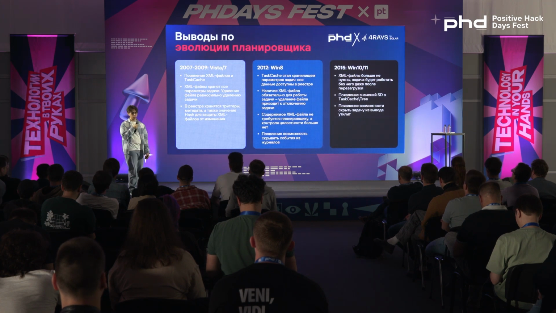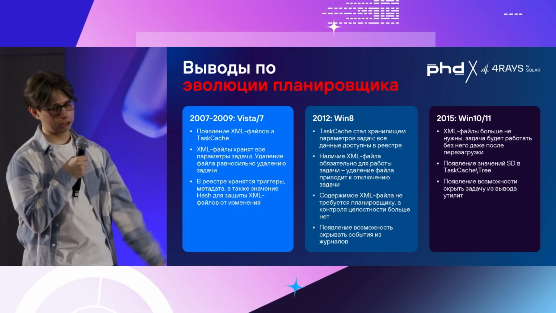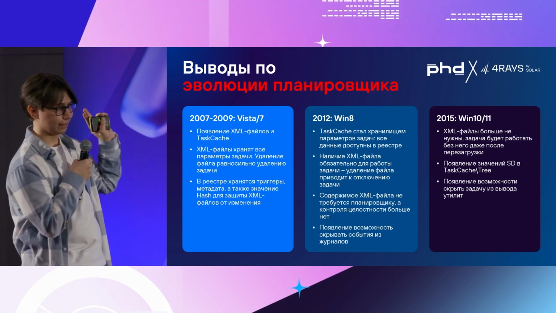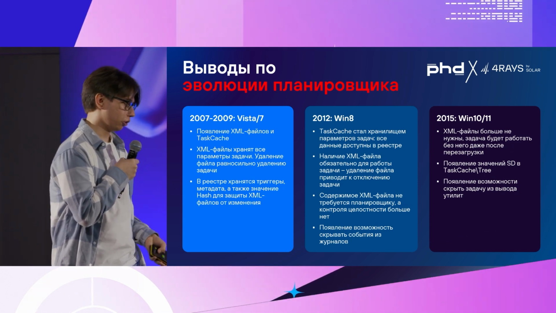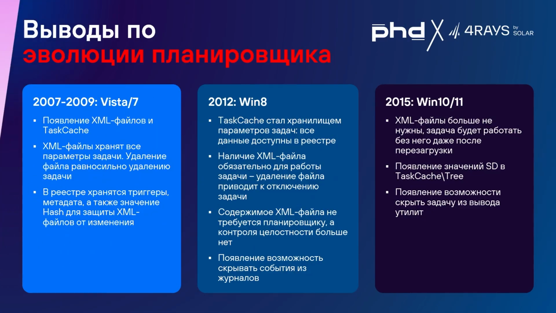Conclusions. Evolution of Task Planner, 2007 to 2009. We got XML files and task cache. These were parameters of the task, and task cache would store some metadata. In the registry, the registry was positioned as a storage of metadata and triggers. If we delete the XML file, then the task will be deleted from the system.